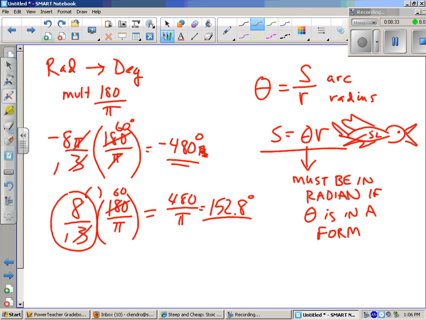Okay, that's why we need radians, is because degrees aren't real numbers. They're a measurement. Radian is the decimal or number equivalent of the degree. So we always have to make sure that we have it in radians if it's in a formula. So put that somewhere big in your notes.